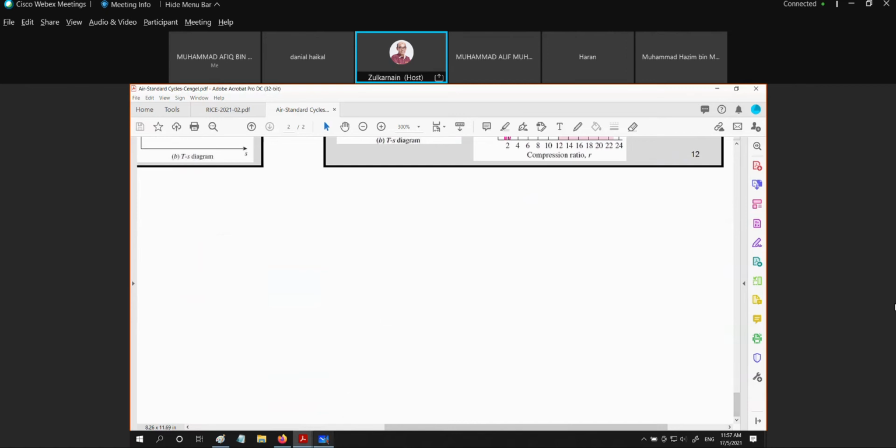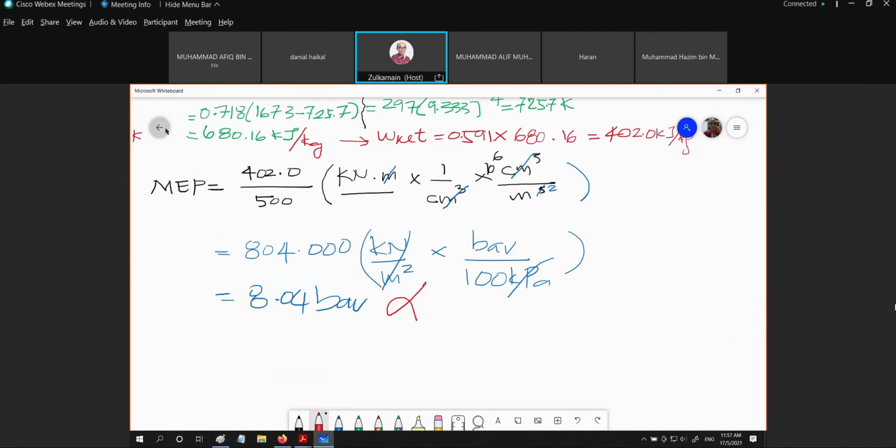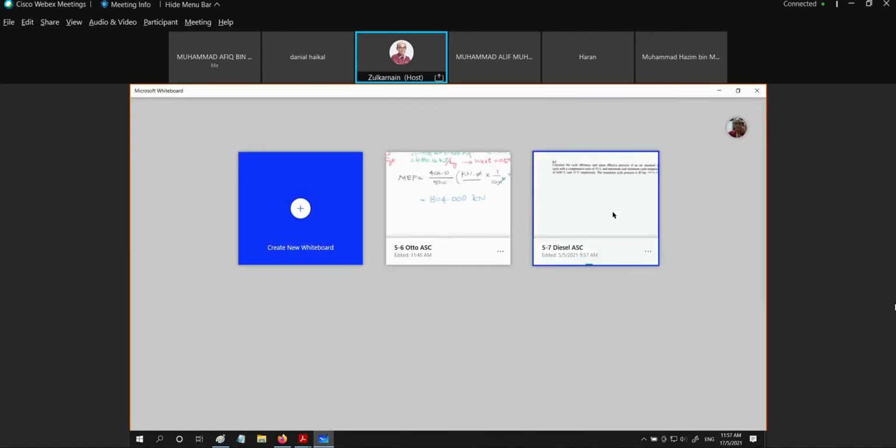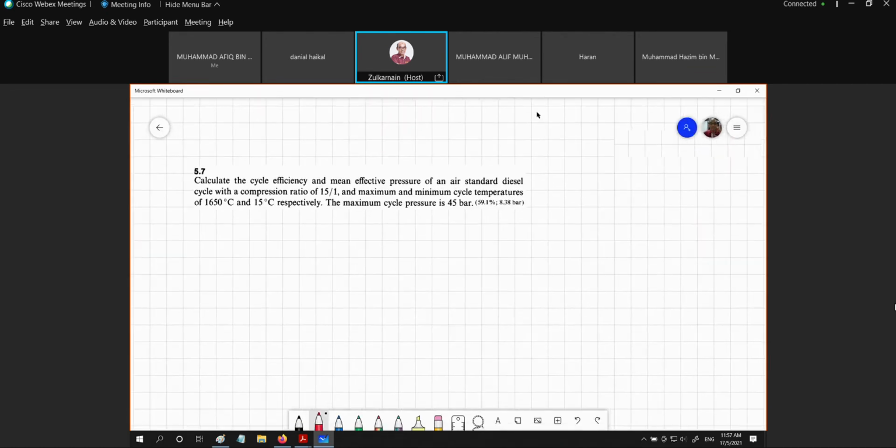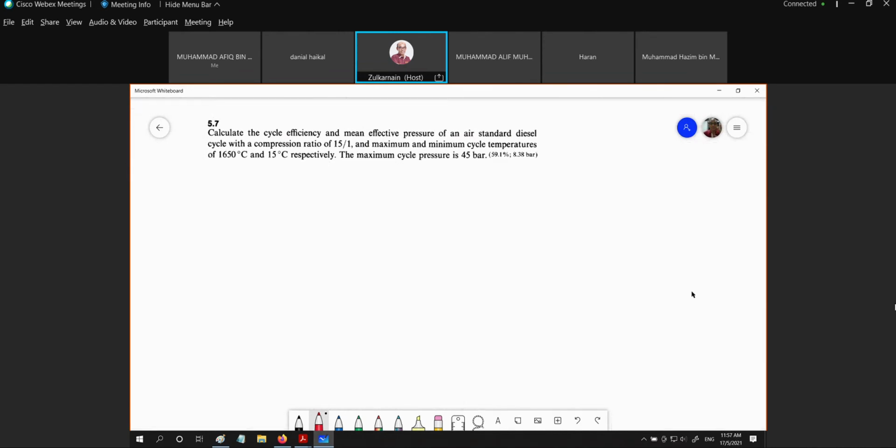Let us look at one question regarding the diesel cycle. Problem 5.7, for the diesel cycle. Calculate the cycle efficiency and mean effective pressure of an air standard diesel cycle with compression ratio of 15 and maximum and minimum cycle temperatures of 1650 and 15 degrees C respectively. The maximum cycle pressure is 45 bar.